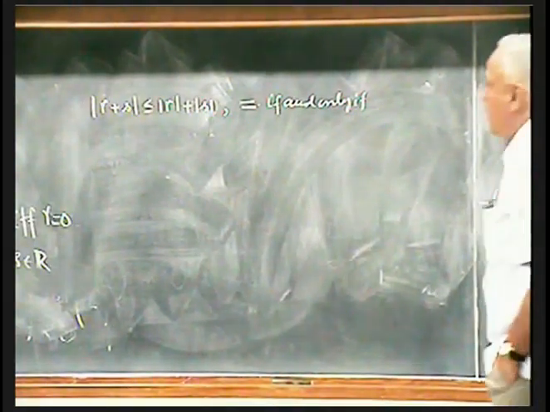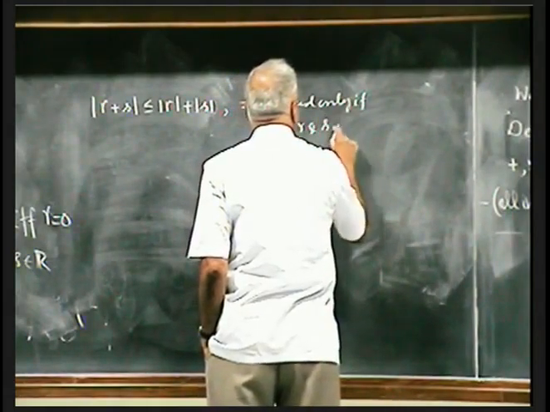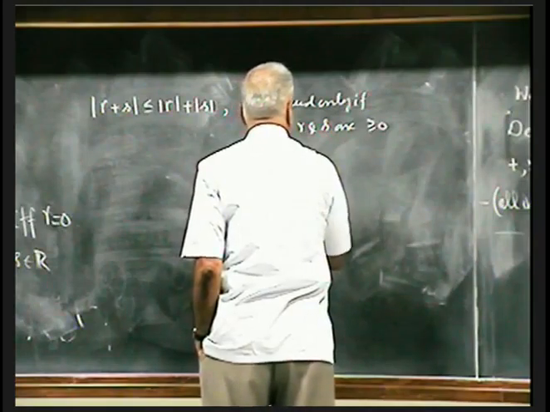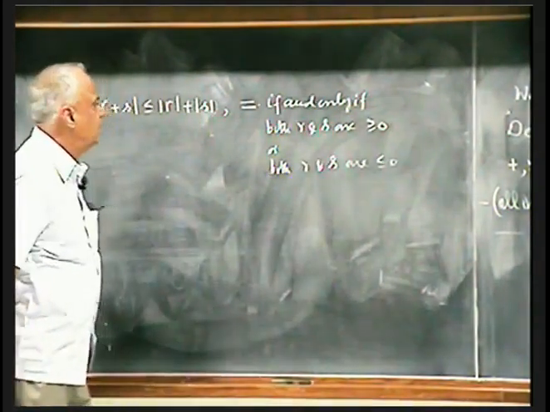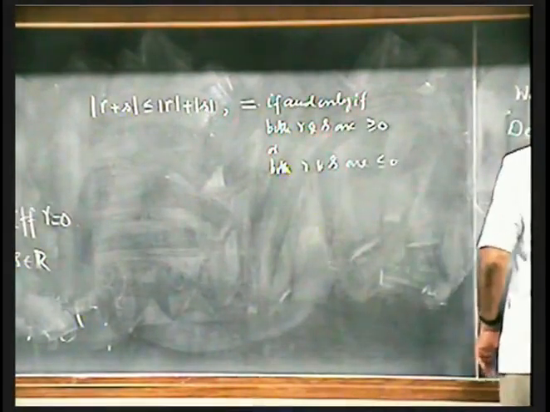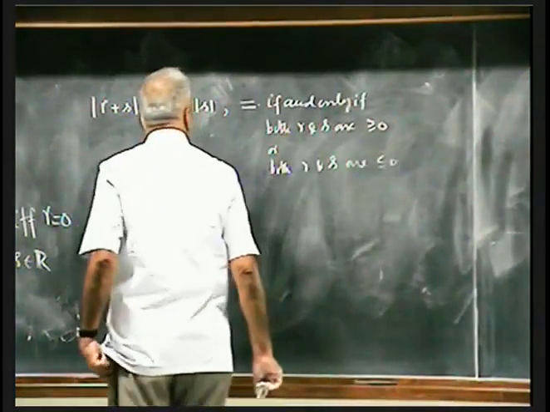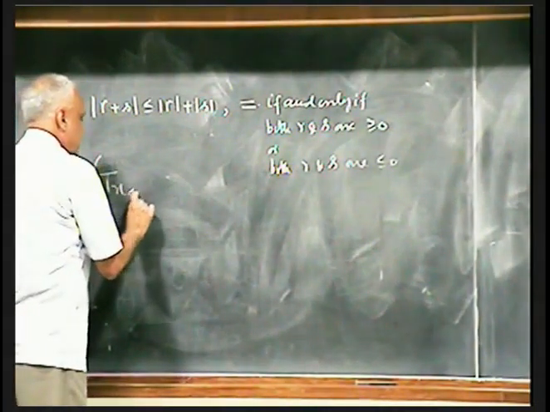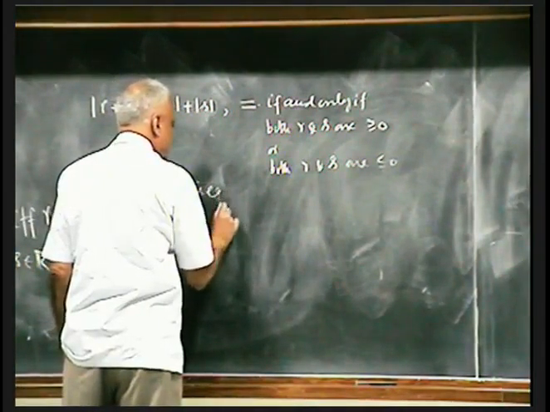Both are positive, both r and s are greater than or equal to 0, or both r and s are negative, they have the same sign, in the sense of positivity and negativity. This is called the triangle inequality, though I don't see any triangle. Okay, I will bring all these things a little later.